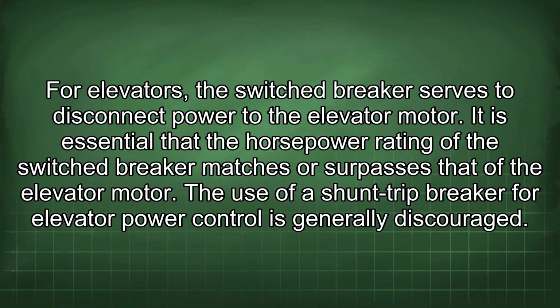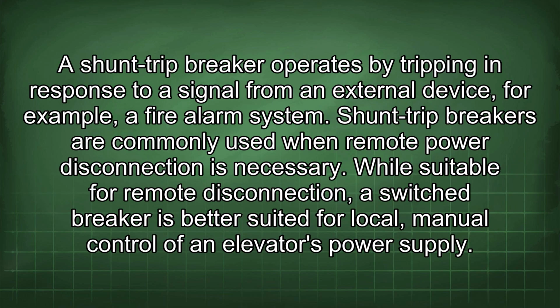The use of a shunt-trip breaker for elevator power control is generally discouraged. A shunt-trip breaker operates by tripping in response to a signal from an external device, for example, a fire alarm system. Shunt-trip breakers are commonly used when remote power disconnection is necessary. While suitable for remote disconnection, a switch breaker is better suited for local, manual control of an elevator's power supply.